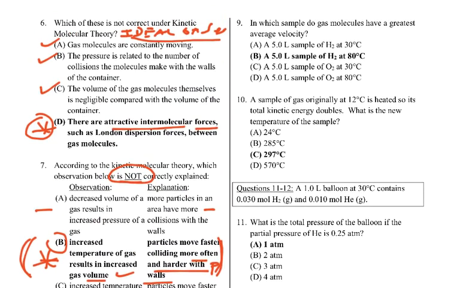Number 9, in which sample do gas molecules have the greatest velocity? Okay, greatest velocity. These are all the same volume, so that's not it. We have temperatures, and we can see that we have different kinds of molecules. So we know that the higher temperature is the one we want because the particles go faster, and we have lightweight particles and heavier particles, and the lightweight particles are the ones that are going to be moving the fastest. So we have two factors, temperature and the mass of the particles.